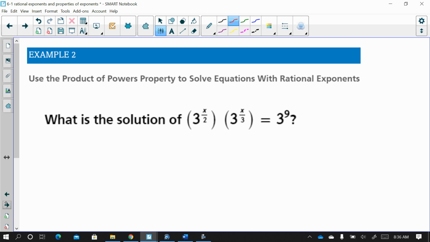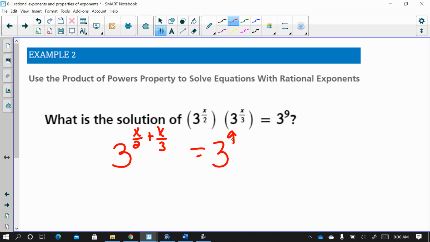Right. So why do we need that? Well, we've got some equations to be able to solve. So 3 to the x over 2 times 3 to the x over 3 is equal to 3 to the 9th. Well, in problems like this, notice my bases are the same. We've done these problems. So when I multiply, what do I do to my exponents? Well, I add my exponents. So this just becomes 3 to the x over 2 plus x over 3. And that has to equal 3 to the 9th.